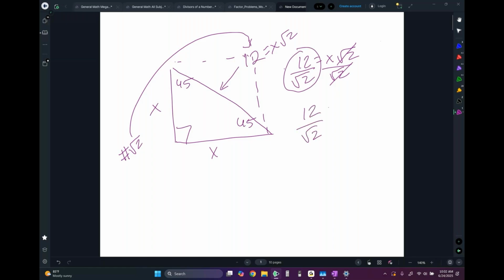12 over √2. What's wrong with that answer? You can't have √2 on the bottom. Yeah, it's called a radical. I can't have a radical in my denominator. Okay, let's learn the words. Good. Yeah, so I can't have a radical in my denominator.